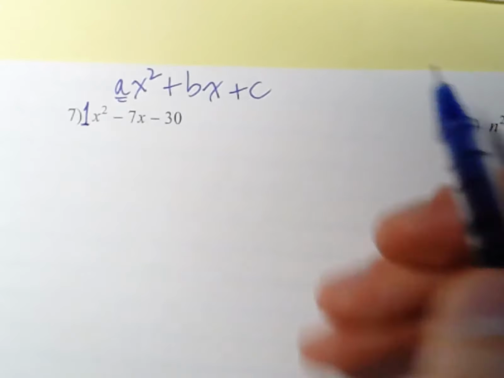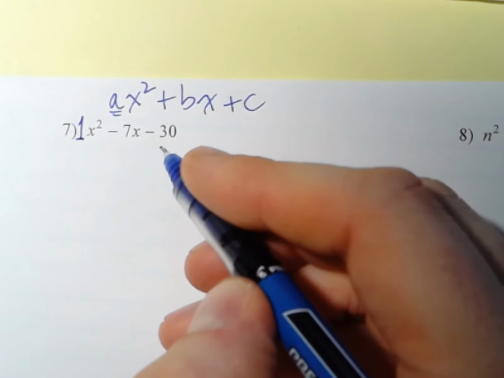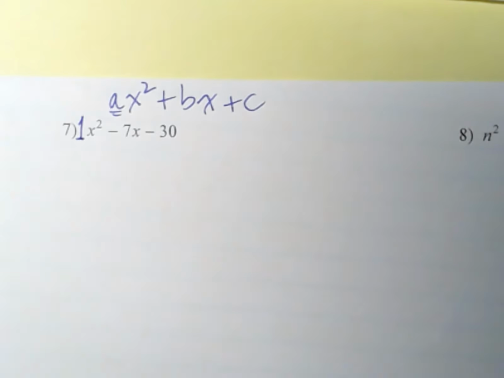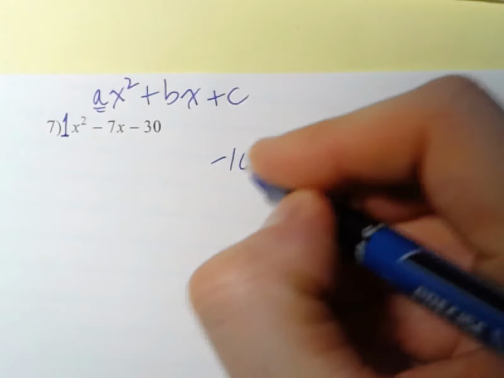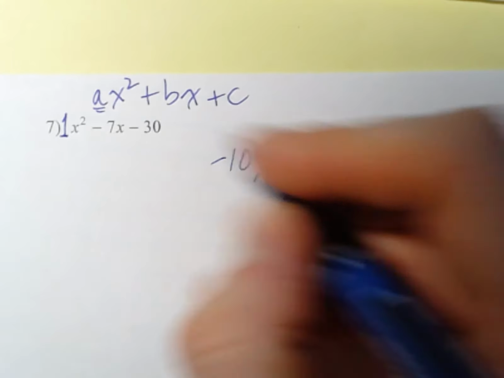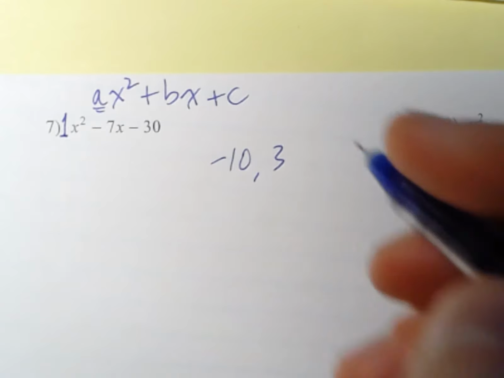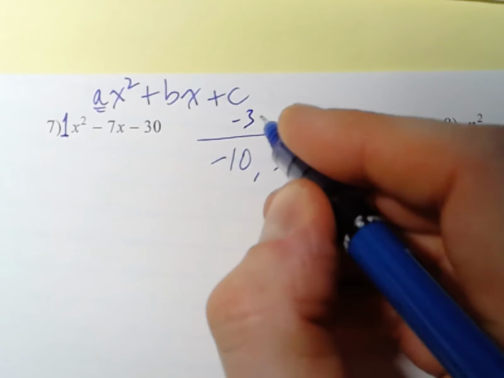The way I would go about doing this is you're looking for two numbers that multiply to give you negative 30 and add to give you negative 7. What comes to mind is negative 10 and positive 3, because if I take negative 10 and a positive 3 and multiply them, I get negative 30, and if I add them, I get negative 7. So essentially you're going to look for factors of negative 30.